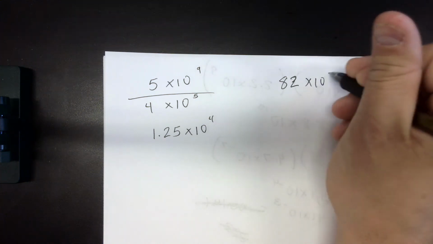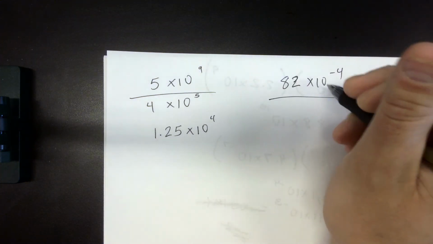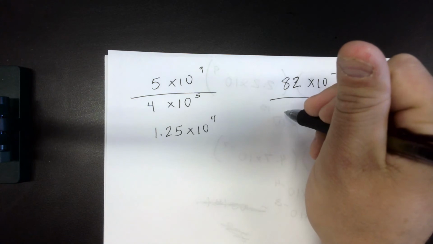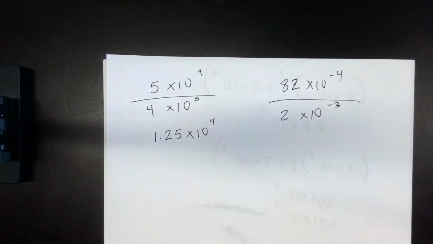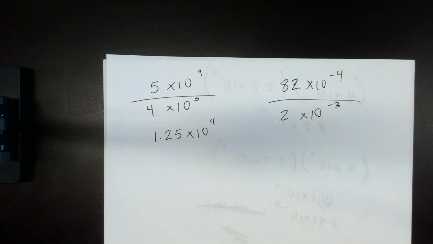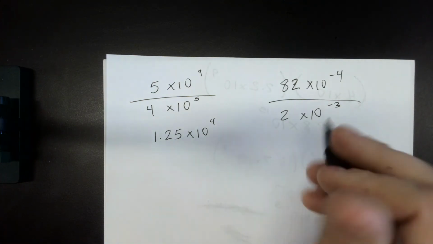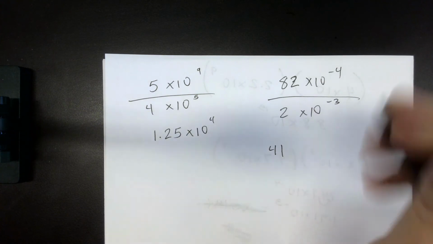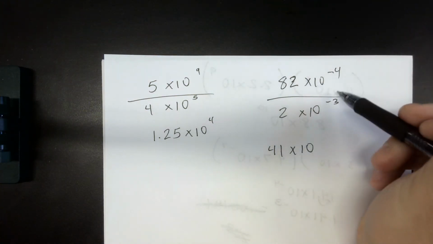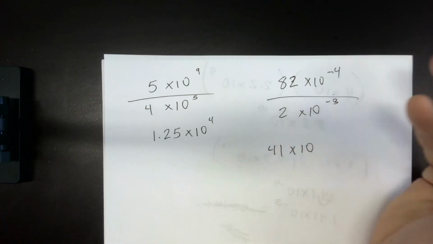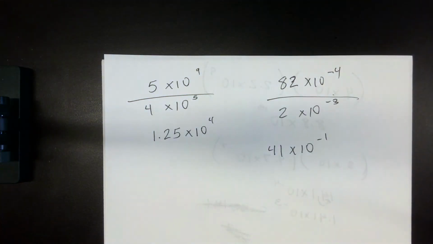82 times 10 to the negative fourth over 2 times 10 to the negative third. What we're going to do first is we're going to divide them. So 82 divided by 2, which is 41. And then when you subtract them, negative 4 minus a negative 3, which is negative 1, right? Yes.